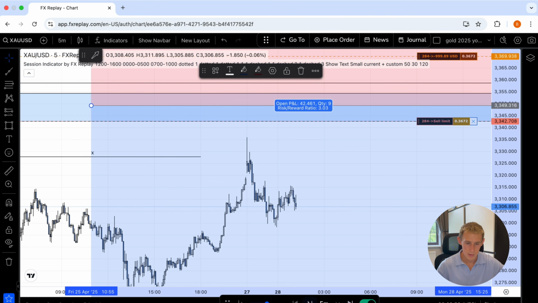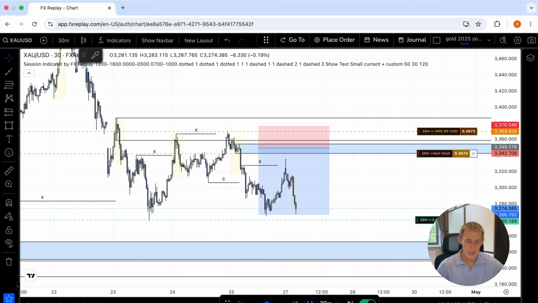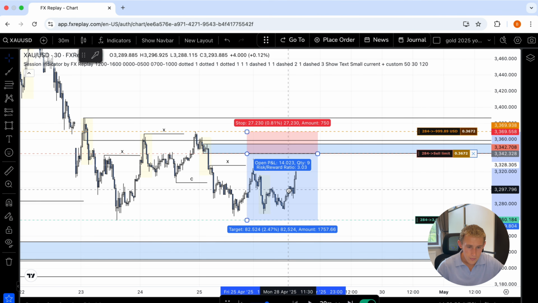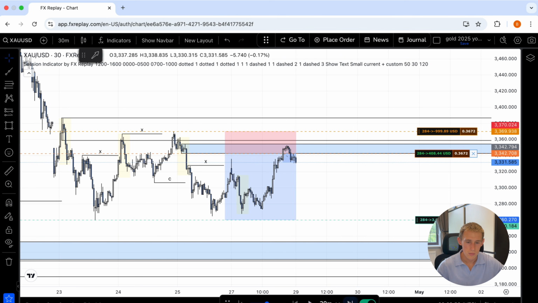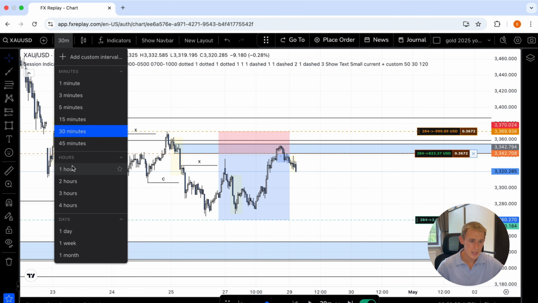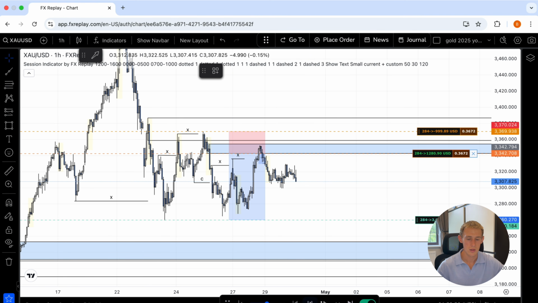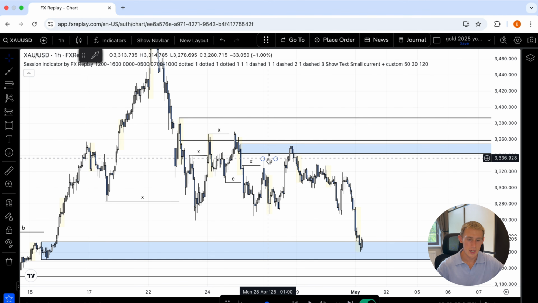M5 looks a bit messy here, so I'm going to leave this. Yeah, it looks like it's probably going without us. Nope, so we're tagged into this move now. Let's see if it can play out. It's a nice hourly supply as well, and we've now had some inducement swept into it. Notice how price is accumulating all of these lows below as well. That's a nice extra confluence. Nice, there we go. So TP hit on that one.